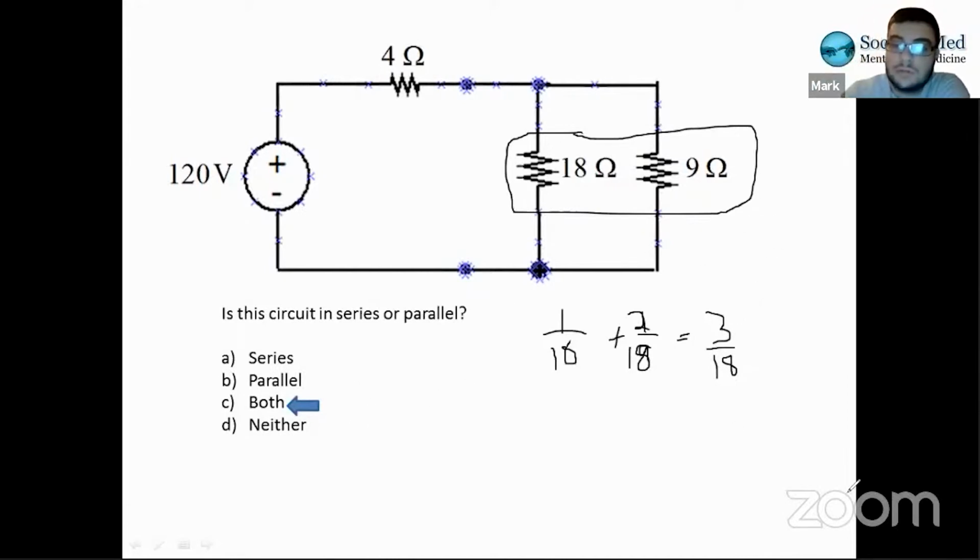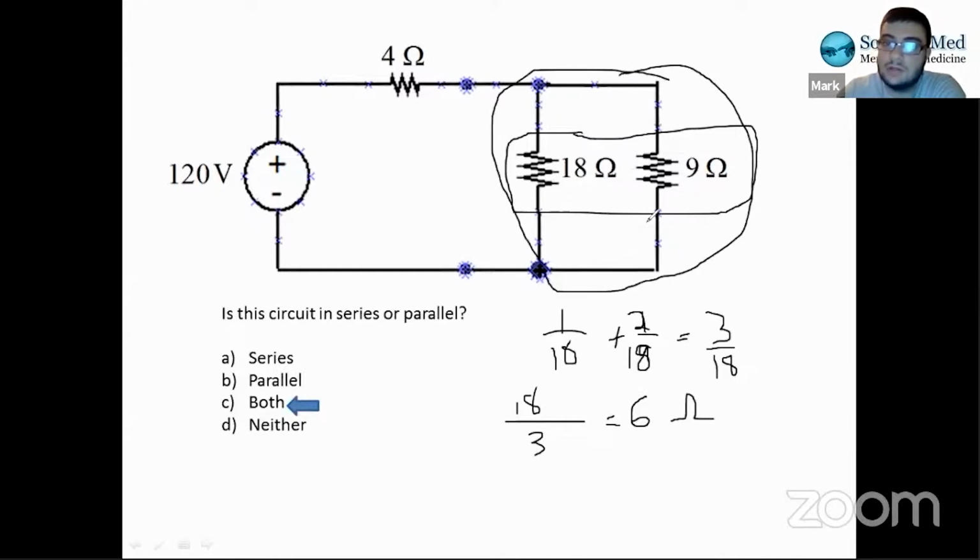So you get 3 over 18, and then, again, you just flip it. Whatever you do when you add these up, you flip it. So it's 18 over 3, which equals 6 ohms. So the total resistance of this whole circled area is 6 ohms. Right? This whole thing together is 6 ohms. Each one, this one is 18, this one is 9, but together there's 6.